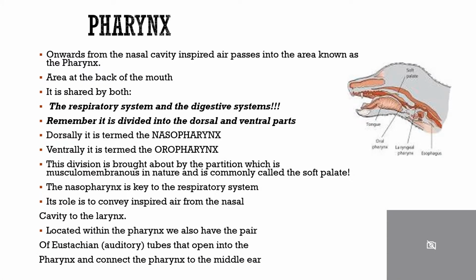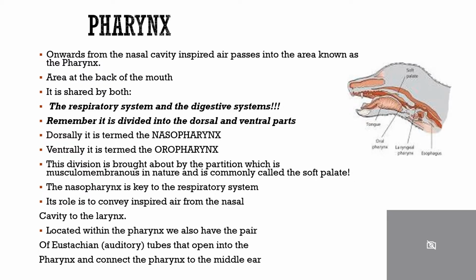The pharynx. Onwards from the nasal cavity, inspired air passes into the area known as the pharynx. This is the area at the back of the mouth, and it is shared by both the respiratory and the digestive system. It is divided into dorsal and ventral parts. Dorsally it is termed the nasopharynx. Ventrally it is termed the oropharynx. This division is brought about by the partition, which is musculomembranous in nature and is commonly called the soft palate.